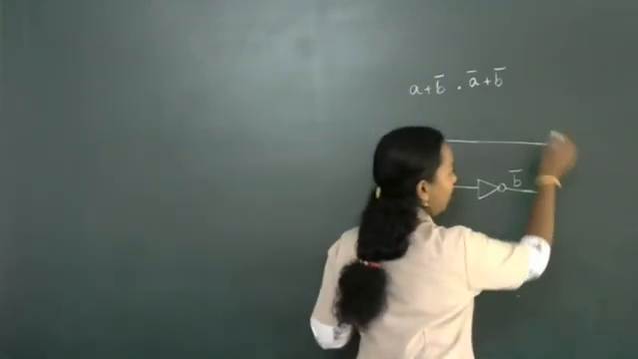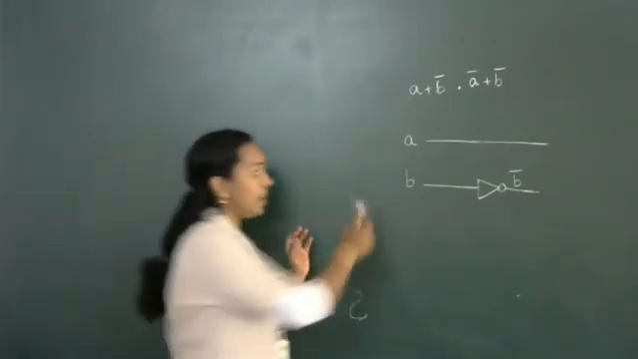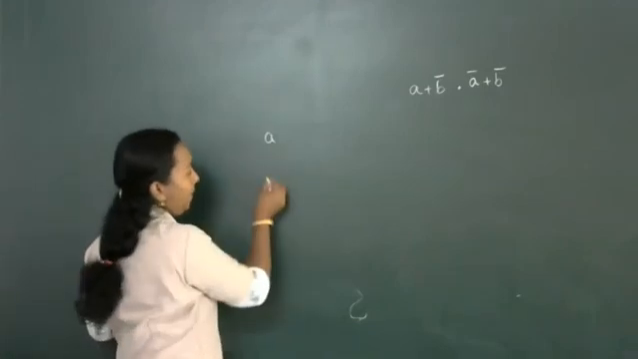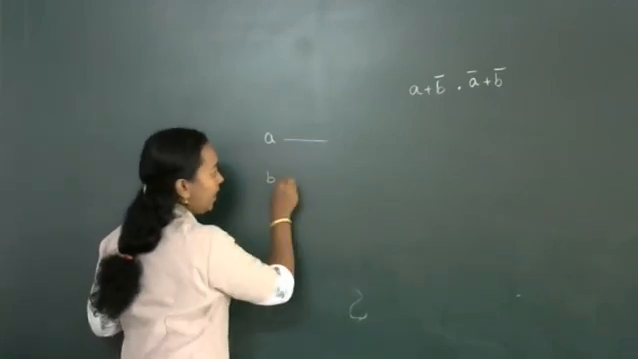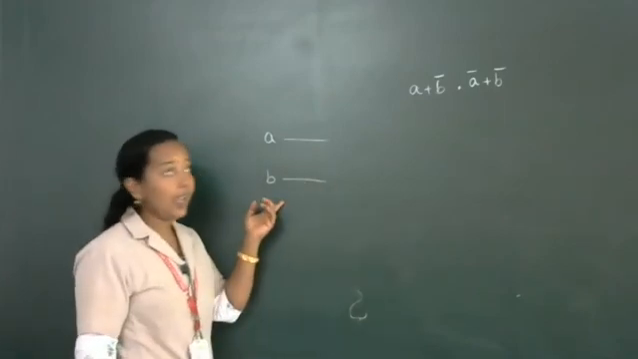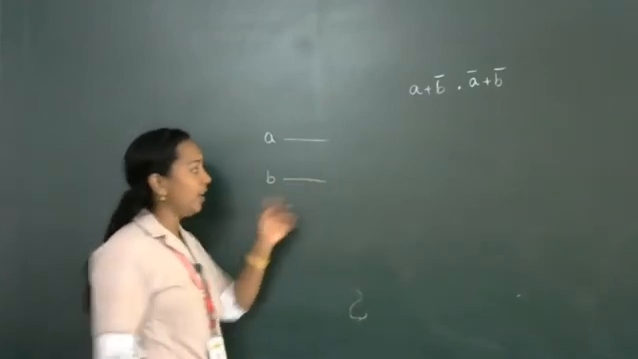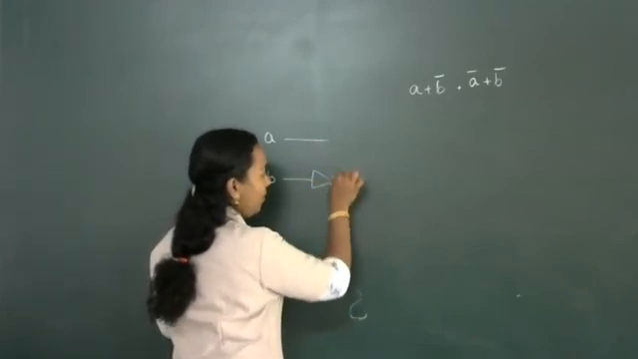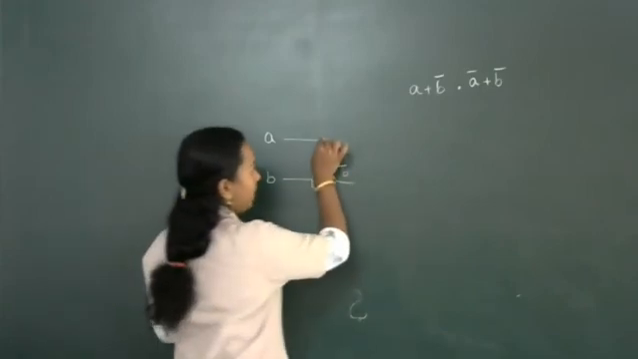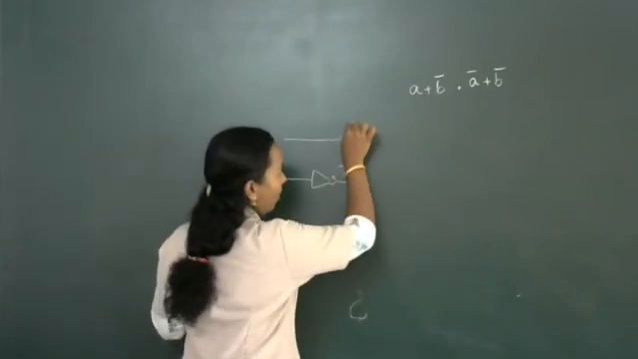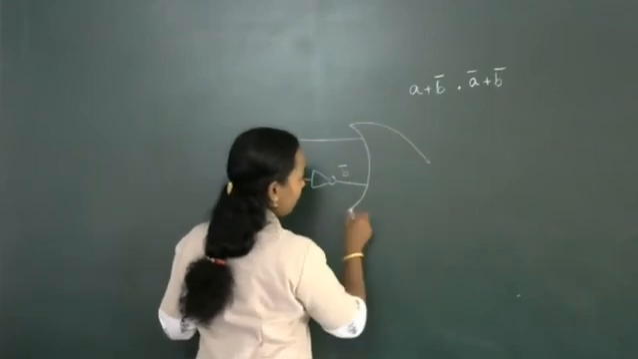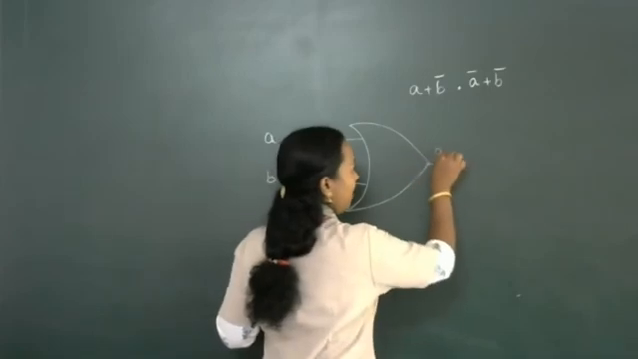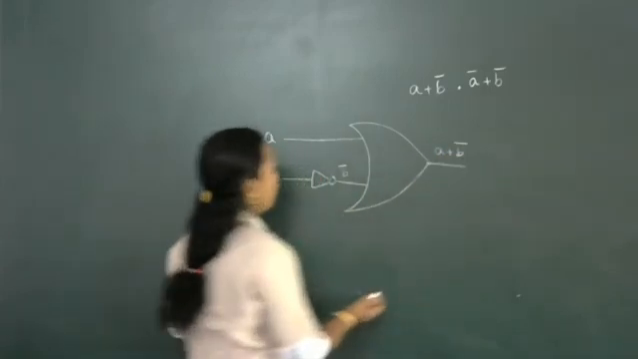So I will draw it from here. The inputs are A and B. In the first expression, A plus B complement, A is already here, and B is converted into B complement. Then after that we apply an OR gate, and we get A plus B complement.